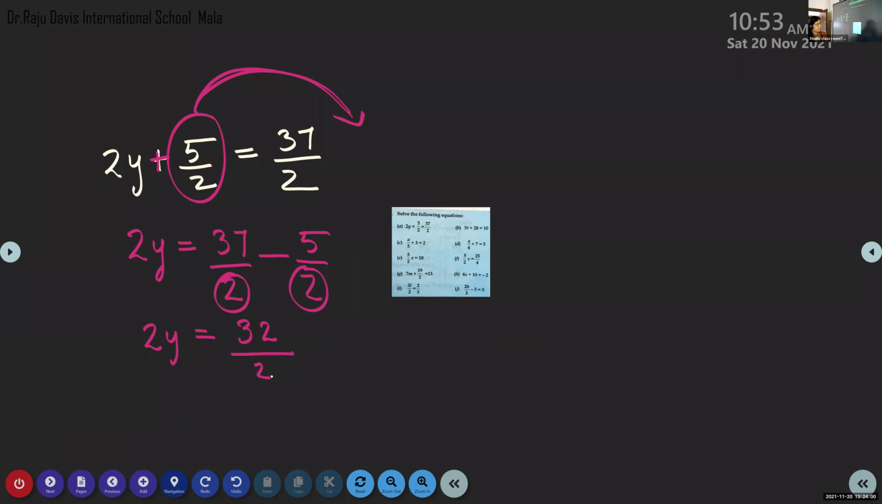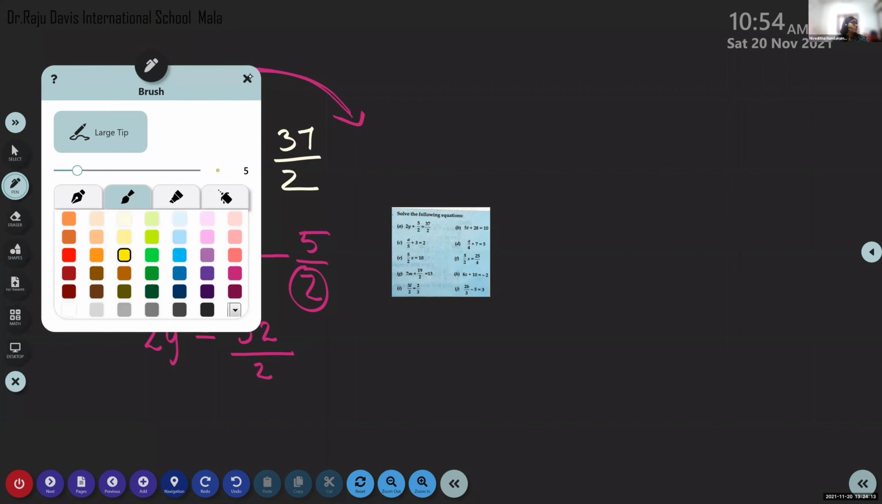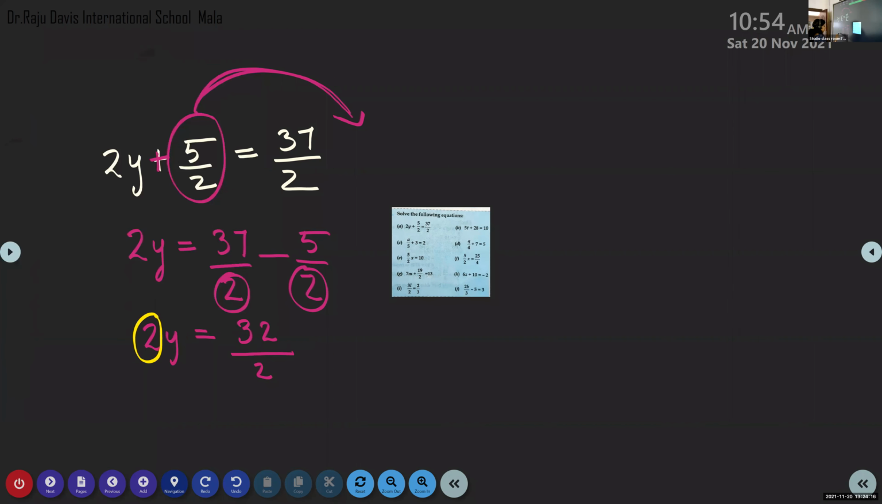Express it under the same denominator. You know how to subtract like fractions. So we got 32 by 2. Now what do we have to remove? 2y is there, so we have to transpose that 2 to the right side. 2 is the numerator here, so when you transpose, it will become 1 by 2. The 2 should become the denominator on the right side. So y is equal to 32 by 2 into 1 by 2, that is 32 by 4. Understood?